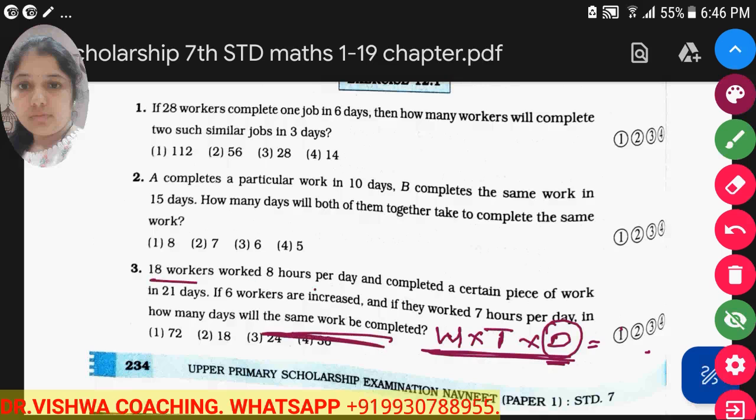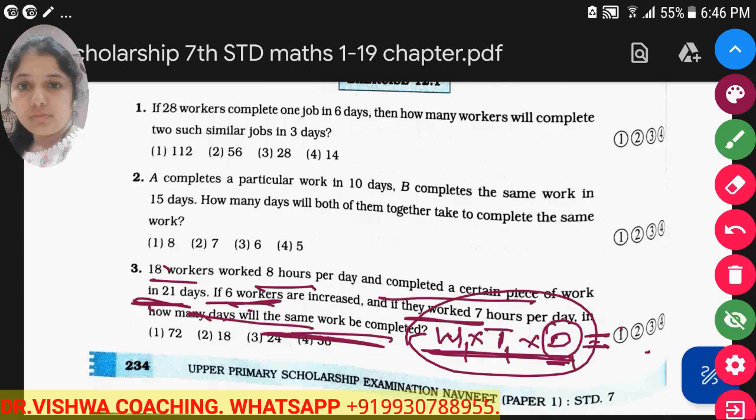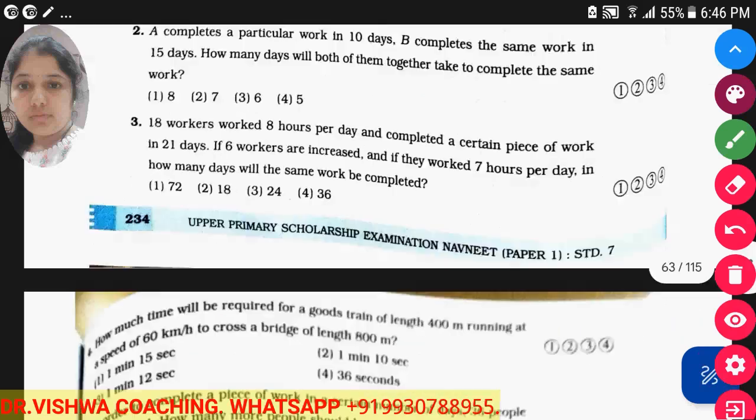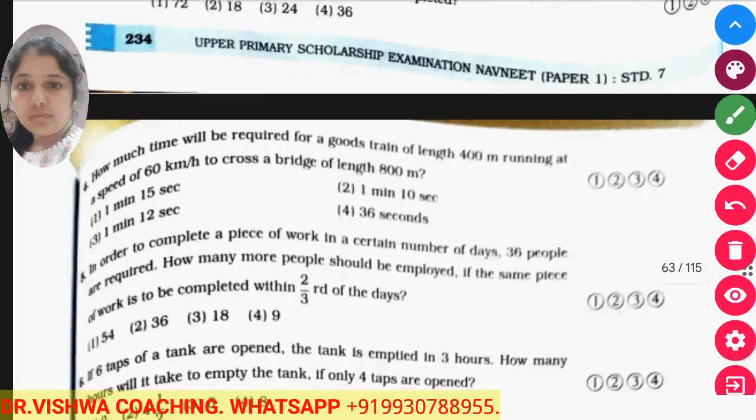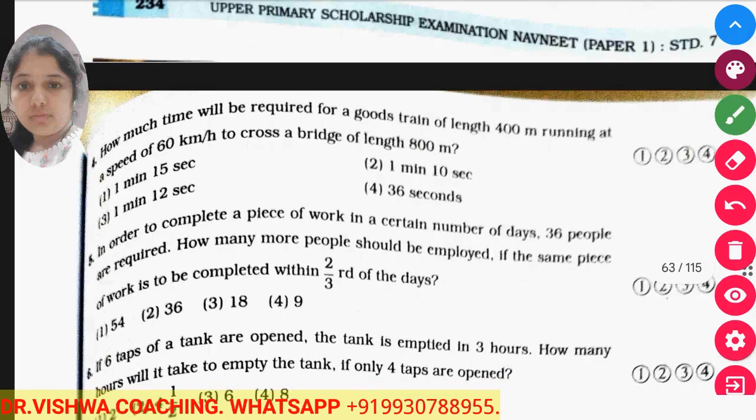Okay, 18 workers working 8 hours per day on a work take 21 days to complete it. If the number of workers becomes 24, and they work 7 hours per day, how many days do they require? We solve this equation as W1 T1 D1 is equal to W2 into T2 into D2, because the work done by them is the same. Okay, now one sum we will take, and then we'll take the next practice exercise.